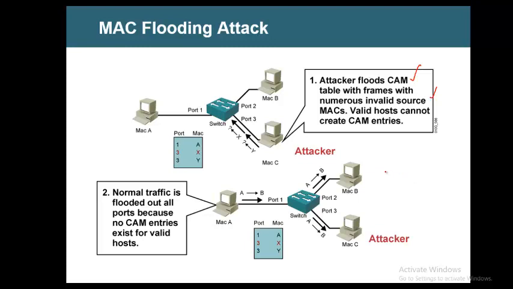See, for example, A wants to go to B, but there is no B in the MAC table. Whenever the destination is unknown, what will the switch do? Flood it. Whenever there is no destination MAC address, the switch will flood.